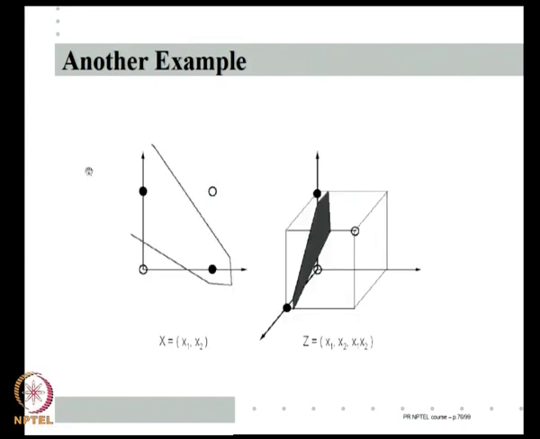Here is another example. If I have an XOR problem, to separate the two classes I need a nonlinear classifier. A single line cannot separate them, but I can always map them into a higher dimension space, which is x1, x2, and x1 x2. Then in that space, a hyperplane can separate them. So, that is the basic idea.